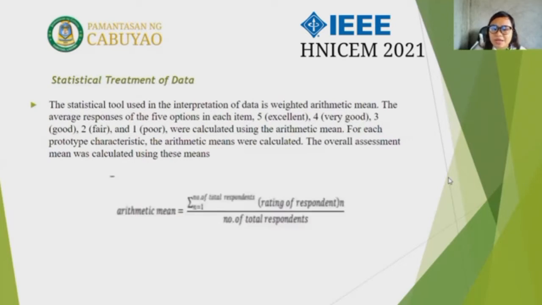Statistical treatment of data: they used weighted arithmetic mean with 5 options in each item: 5 for excellent, 4 for very good, 3 for good, 2 for fair, and 1 for poor. And the arithmetic means were also used for the prototype characteristics. The overall assessment was calculated using these means.